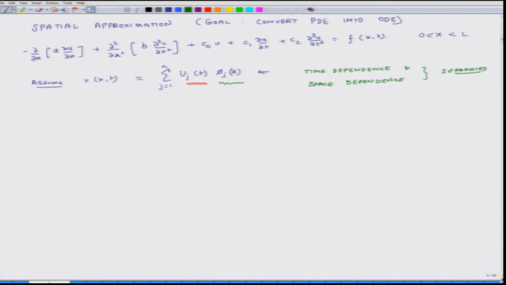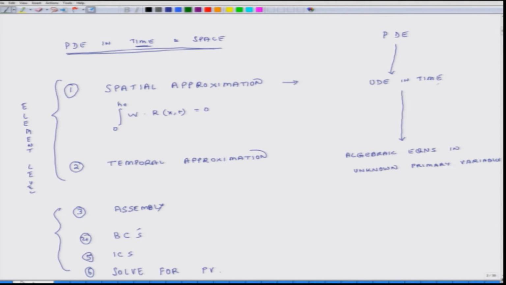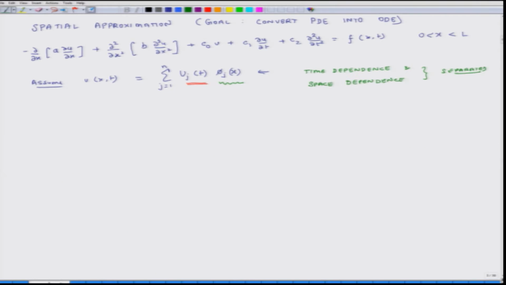So this is something extremely important we have to understand, and now what we will do is we will plug this form of solution into the weight into this integral equation and equate it to 0. So what we are going to do is plug this expression for u into the partial differential equation, calculate the residue, multiply the residue by a weight function, integrate that entire thing over the domain and equate it to 0.